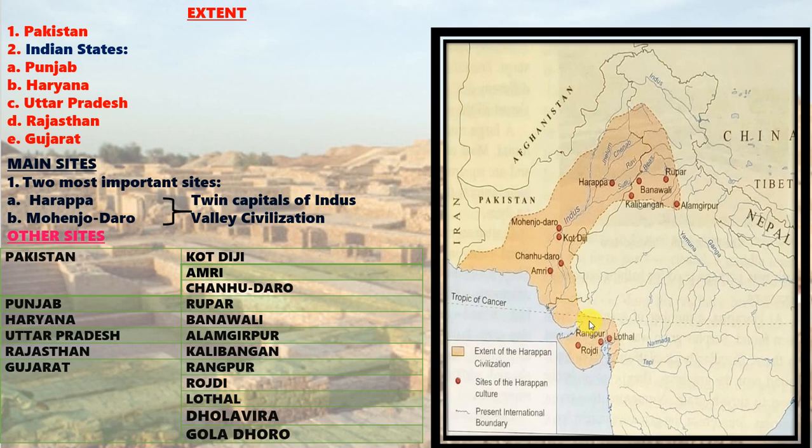Okay, so this was all for today. In this module, we have dealt with the extent of the Indus Valley civilization as well as the excavators, Dayaram Sahni and R.D. Banerjee, who excavated the two main or the twin capitals of Indus Valley civilization, Harappa and Mohenjo-daro. And this is all for today.